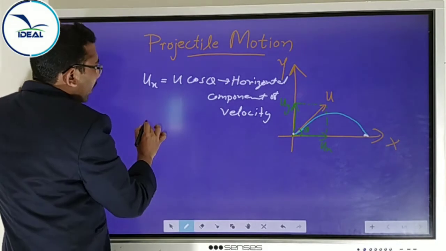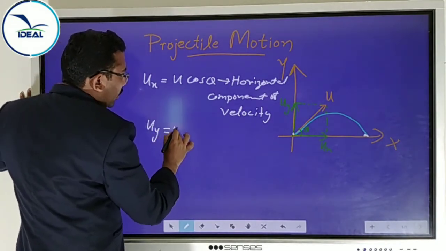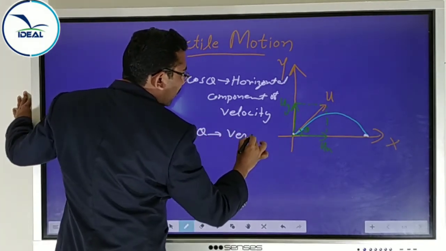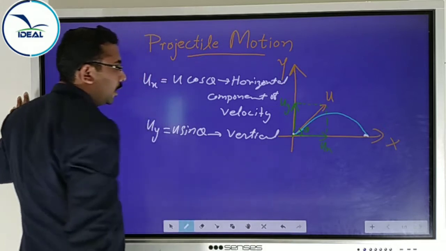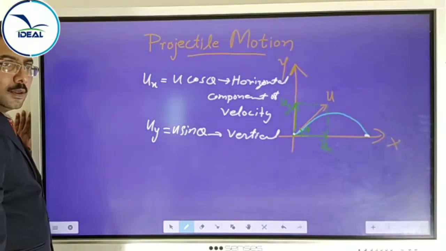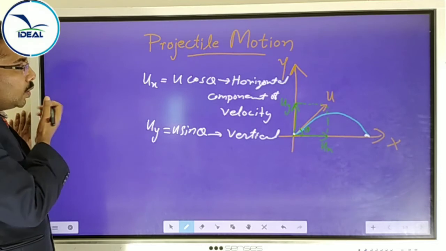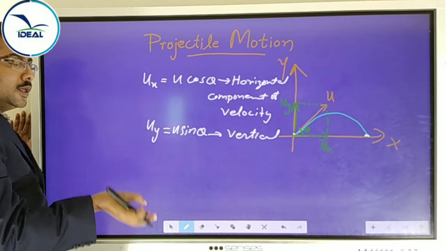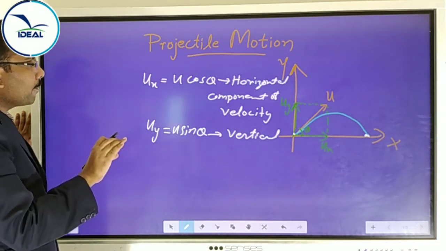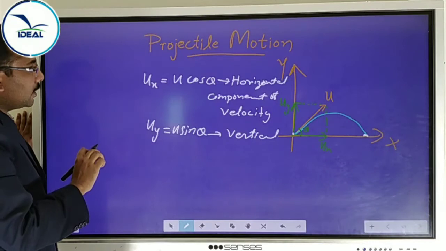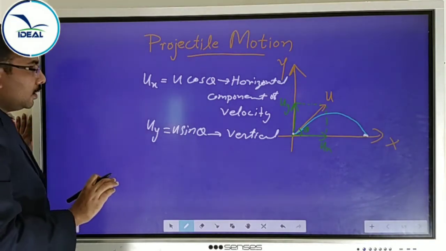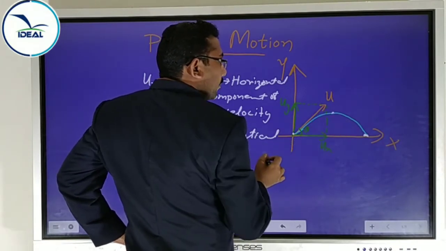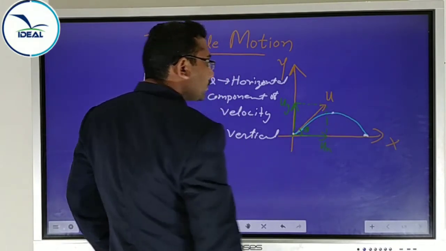Now uy equal to u sin theta. It is called the vertical component of velocity. Thus we have two velocities in two dimensions. Projectile motion is a two-dimensional motion, so we have two velocities, that is ux and uy. This uy brings the body to maximum height and again to the ground.